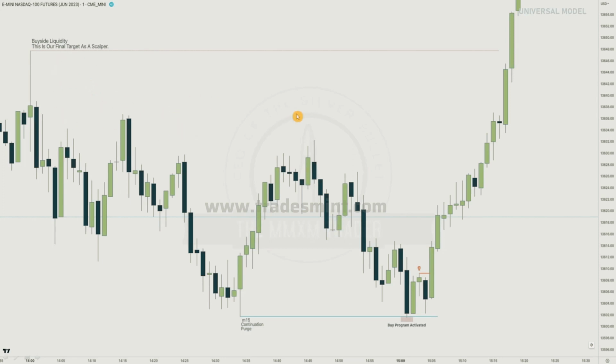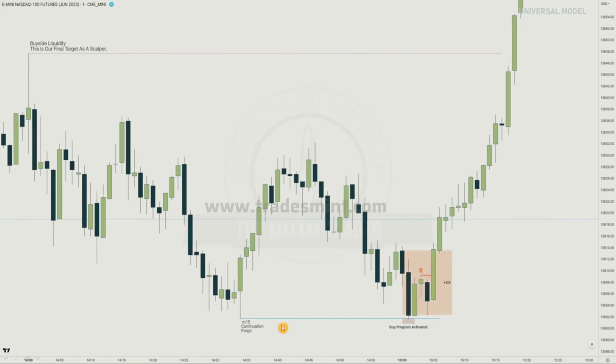So a market maker buy model has formed after we create this low. We purge that sell side liquidity and thus go into that buy program. After that sell side purge, we break structure up here, and after we activate a buy program, what happens next, right? All those down close candles should support price up higher. So we have a bullish order block formed over here.